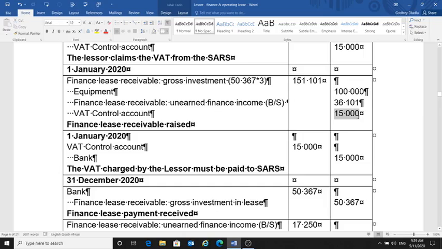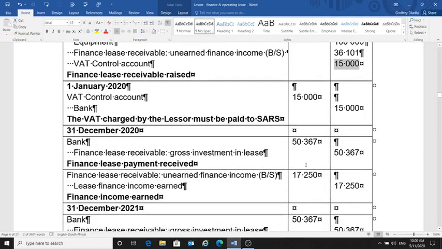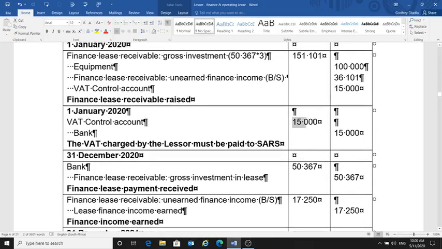Then you've got the VAT that the lessor, because now he's taking an asset and giving it to someone else. The receiver is going to treat it like it's a sale, like you've sold it. And remember, when you sell something, you will be charged output VAT, which is that one, the 15,000 that you see, and then the lessor will have to pay. Now, this 15,000 is paid to the receiver.